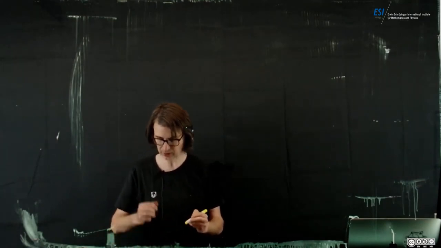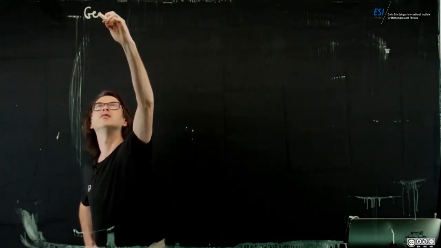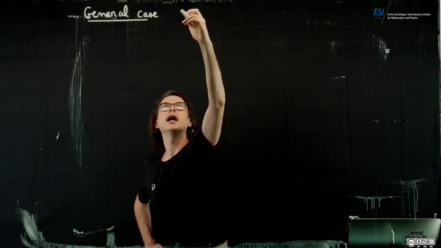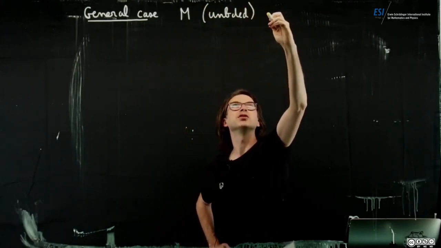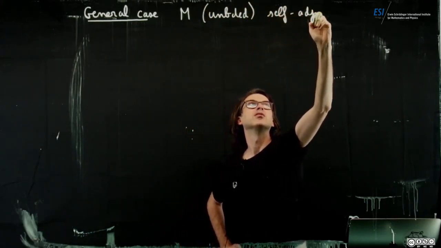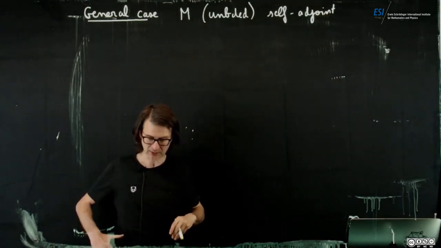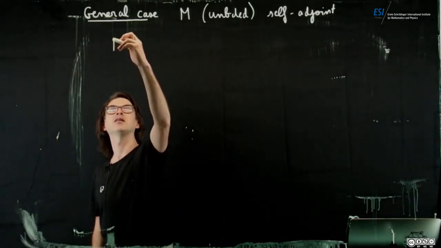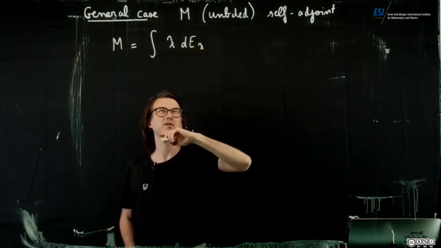Okay, so right. How about in the general case? Now we take M, the general case. M is a possibly unbounded self-adjoint operator on a Hilbert space. Then one way of stating the spectral theorem is that M can be written as the integral of lambda dE lambda. The integral is over R.